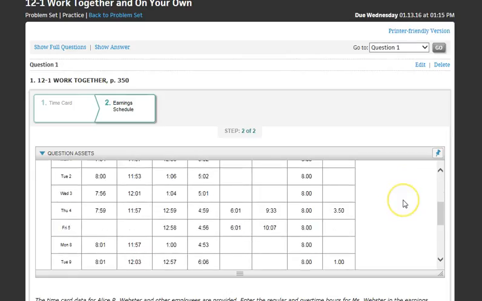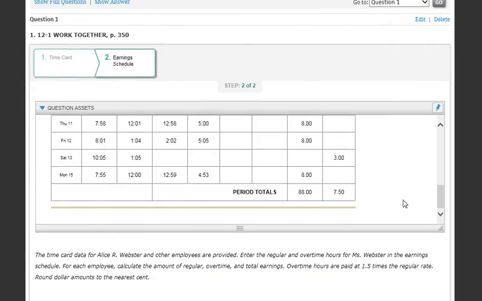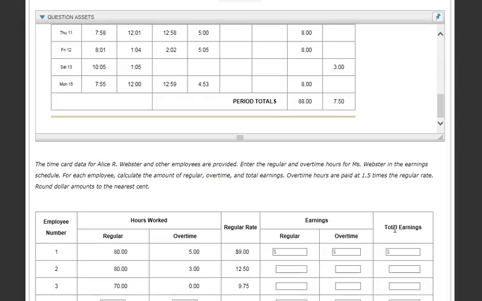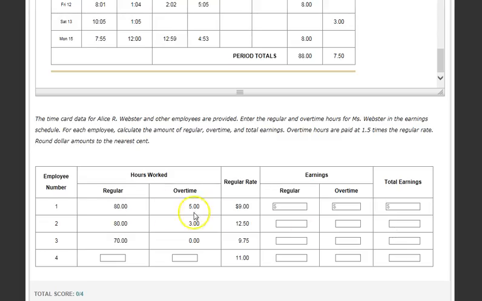Okay, now, that's what we just did. The time card data for Alice R. Webster and other employees are provided. Enter the regular and overtime hours for Miss Webster and the earnings schedule. For each employee, calculate the amount of regular overtime and total earnings. Overtime is paid at 1.5 times the regular rate, round dollars to the nearest cent.